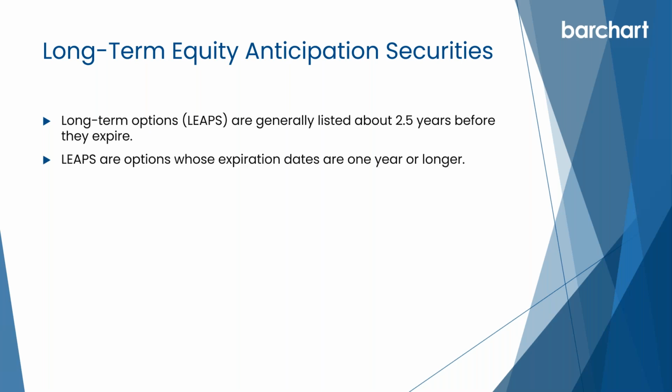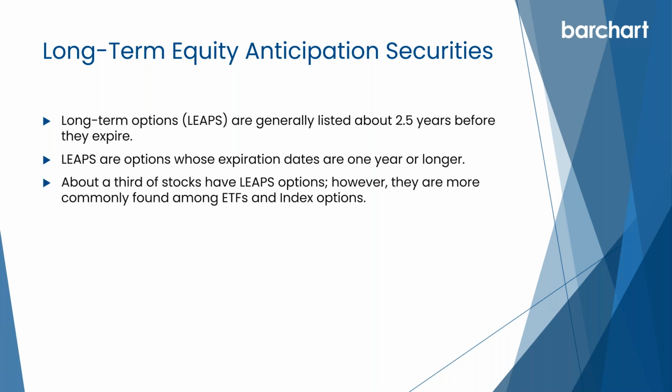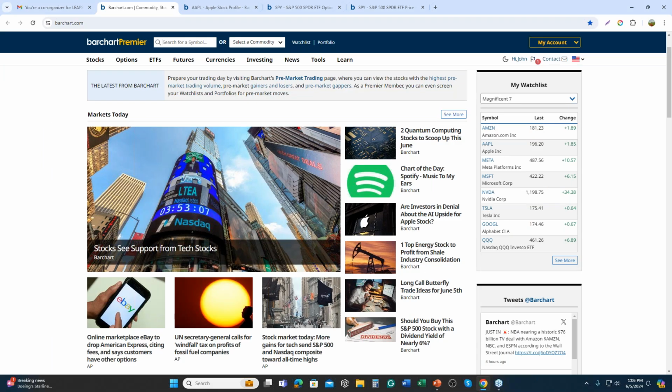Now, LEAPS are options whose expiration dates are just longer than 1 year, and there are many different opportunities to trade options outside of 1 year. About a third of stocks have LEAP options. In recent years, we've seen more and more stocks offer LEAP options. But you'll find that they're more commonly found in ETFs, index options, as well as in some more popular traded securities.